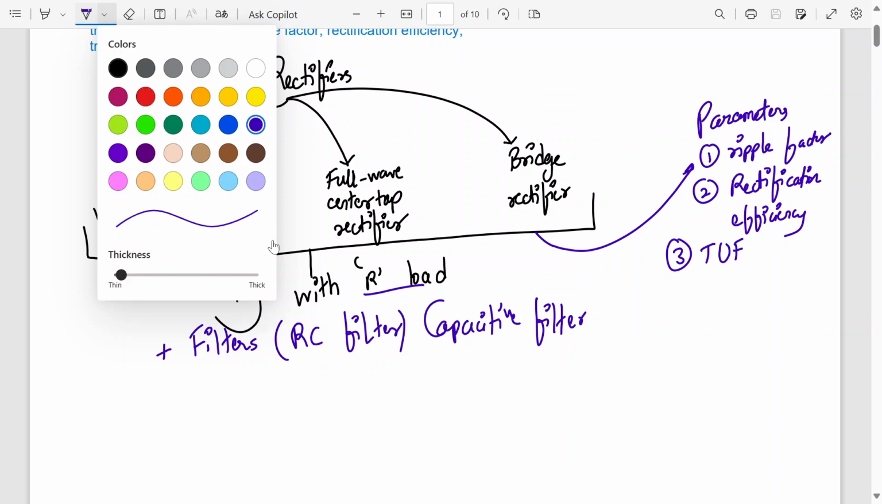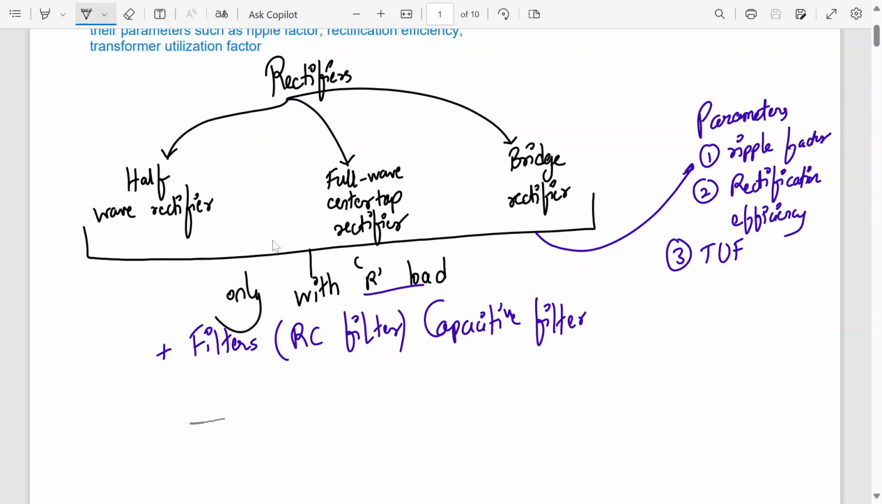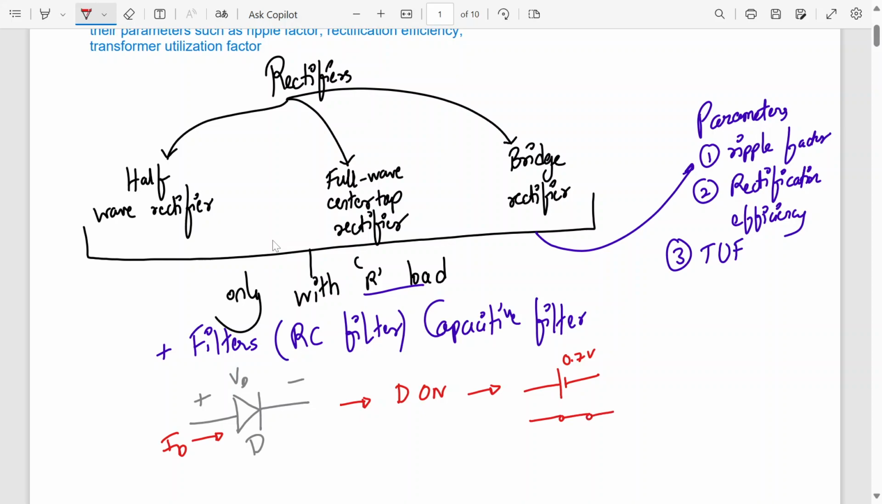Now, for the diode, what information do we require? This is the symbol of the diode. This is the forward voltage VD. The diode is called D, and the current flowing through the diode is ID. When the diode is on, normally it should behave as a battery of 0.7 volt. But ideally, we'll assume that when the diode is on, it will behave as a short circuit. So this is diode on or forward bias. It will behave as a short circuit and ID current flows.